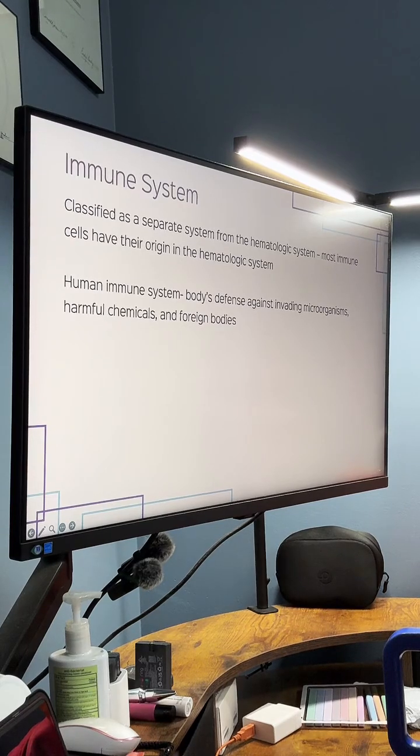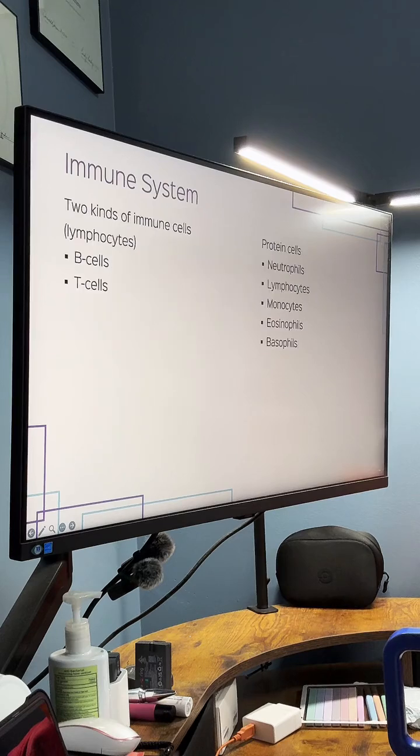The immune system is classified as a separate system from the hematologic system. However, most immune cells originate within the hematologic system. Often the study of allergies will go hand in hand because an allergic response is actually an immune response.